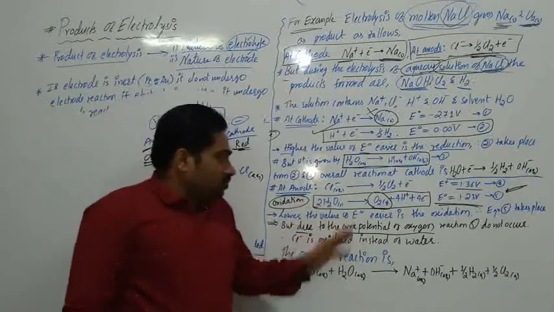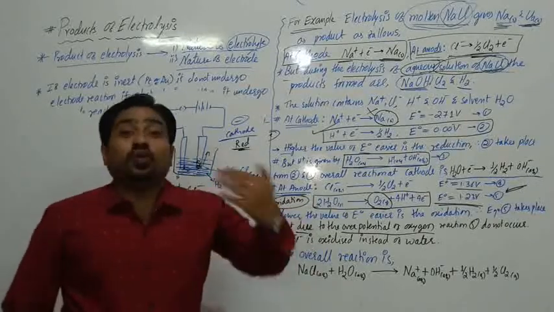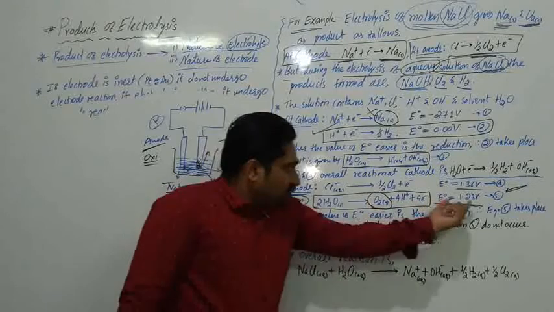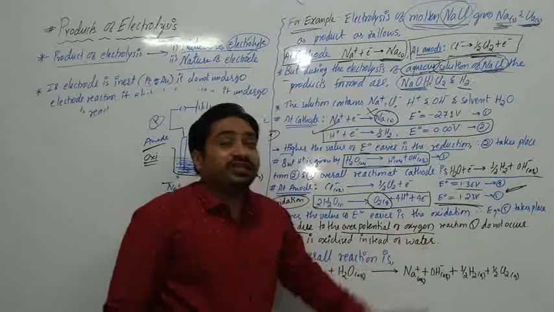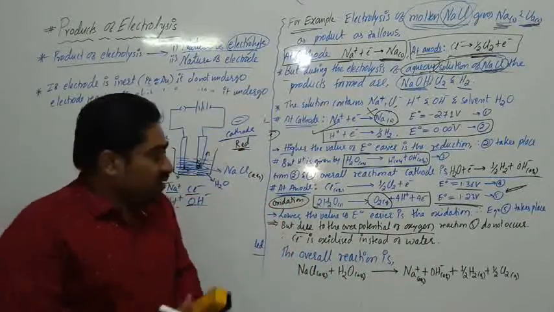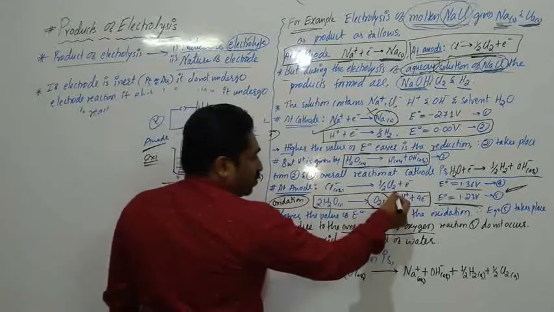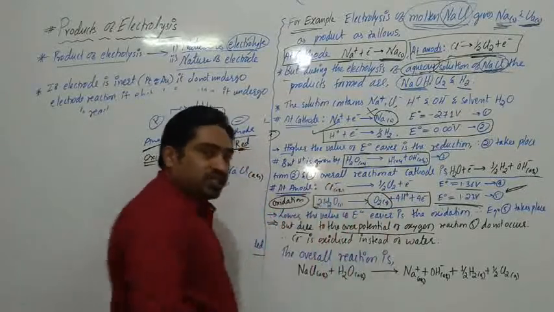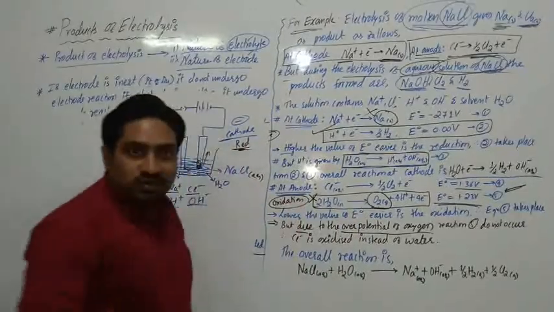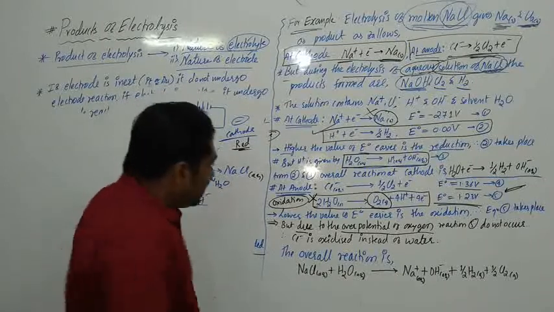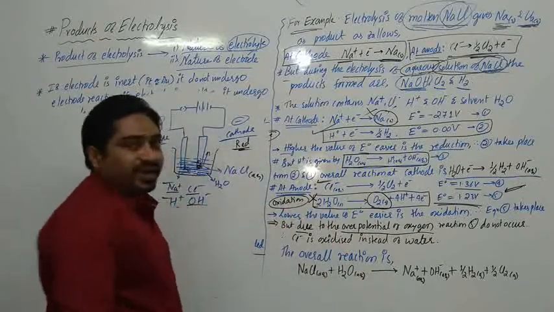So to overcome that electrical resistance, we have to supply extra voltage. Because of this much voltage, this reaction does not take place. At lower voltage, this reaction does not occur. There were only two possibilities: the formation of chlorine gas and the formation of oxygen. But due to overpotential, this reaction does not occur. And what remains? The remaining is this one. So this reaction takes place at the anode.